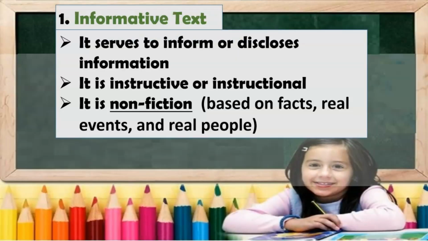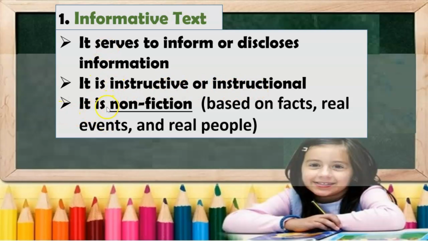An informative text serves to inform or disclose information. When you say disclose, that means you made it transparent to everyone. You made it known to everybody because you want them to be well informed about something. Another, it is instructive or instructional. So, a text or a writing that gives us instruction, just like how to write a research paper, how to make a proposal, or how to cook something, that is still under informative text because it is instructional.